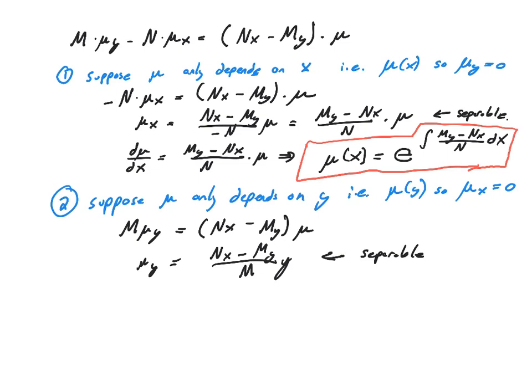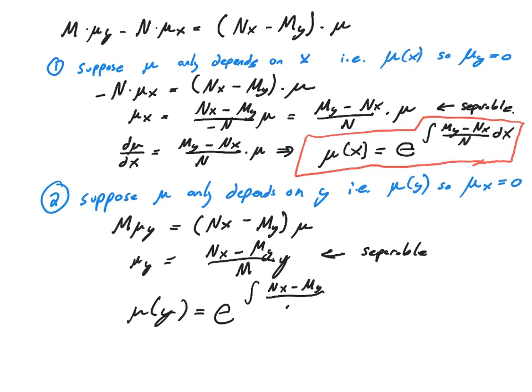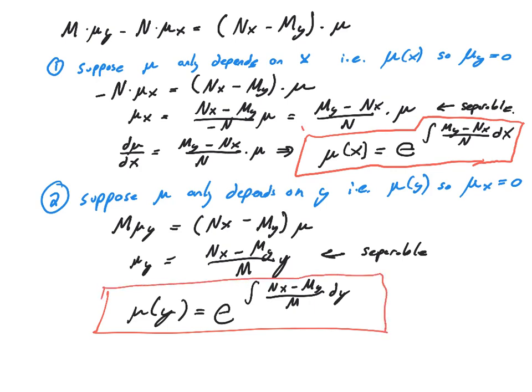And so what you end up having is mu of y is just going to be e to the integral of n sub x minus m sub y over m. And then I want to take the antiderivative of that with respect to y. And here's what we have. So we have these two integrating factors depending on which one you think would work best. So I'll do some examples and we can make these choices.